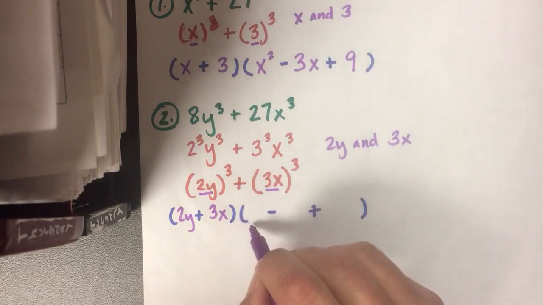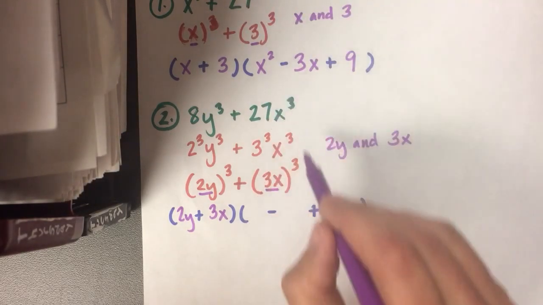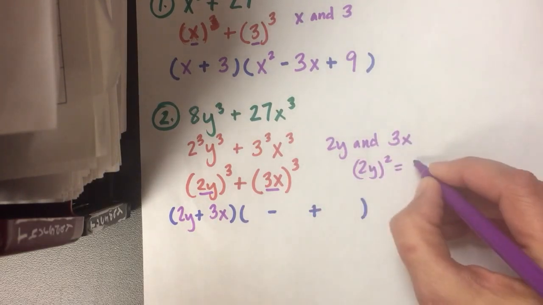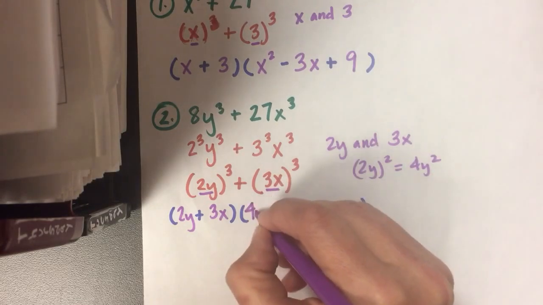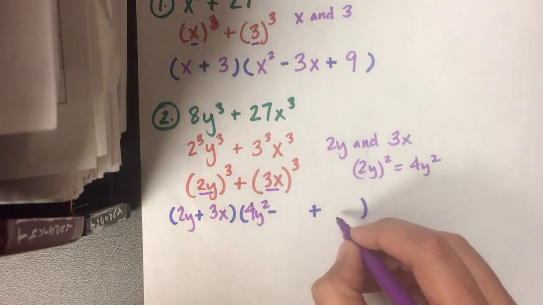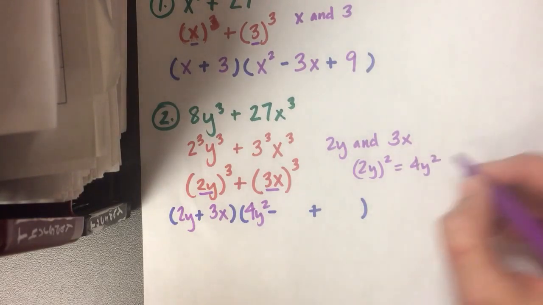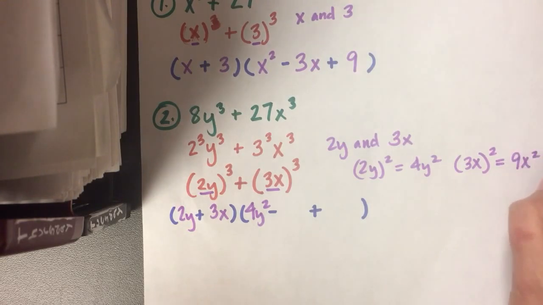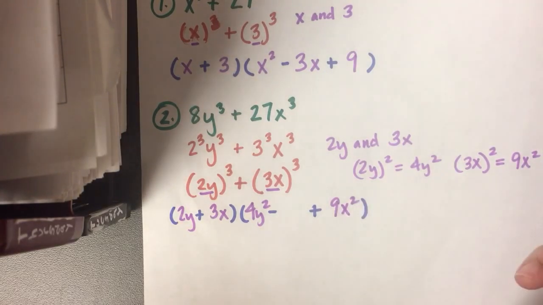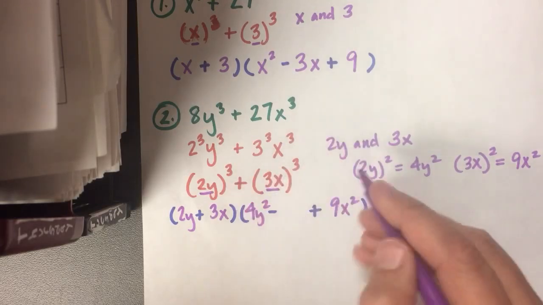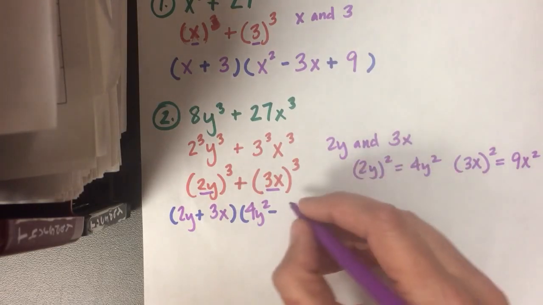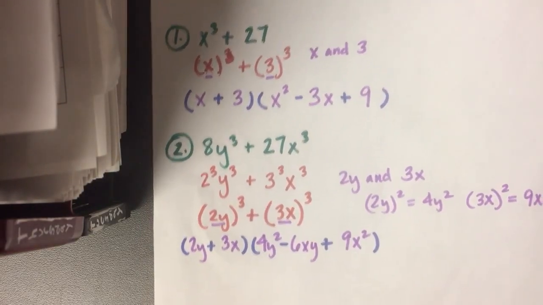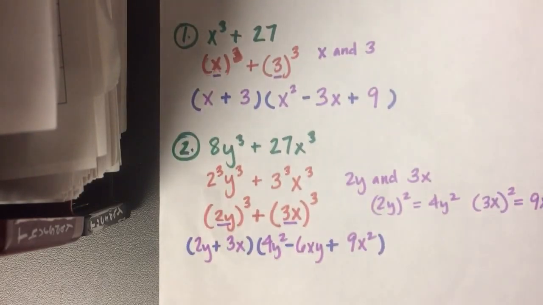Then this term here is the first base squared. Now that's 2y squared. When I take 2y and I square it, that becomes 4y squared. This one is going to be my second base squared, which is 3x. So I have 3x squared, which is 9x squared. So that's what goes here. And the center term is the product of the two bases. So I've got 2y times 3x, which gives me 6xy. And that is the basic formula and process for doing a sum of cubes.